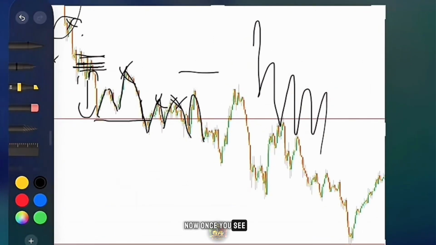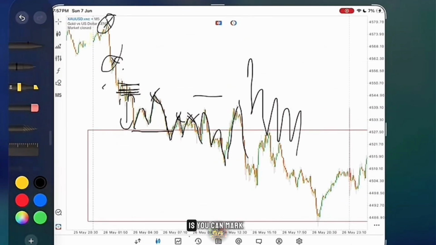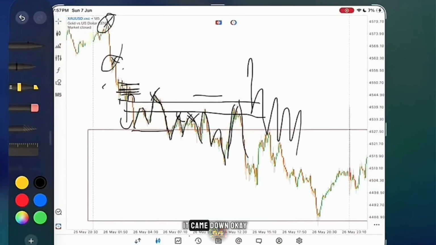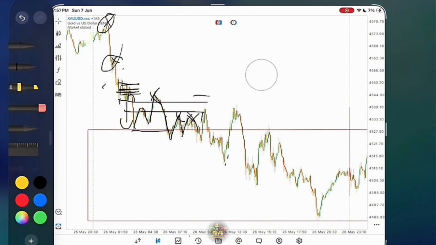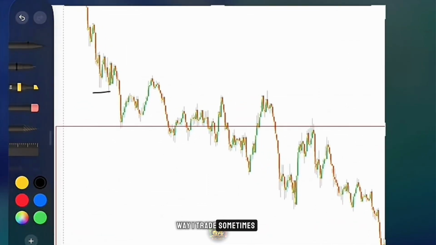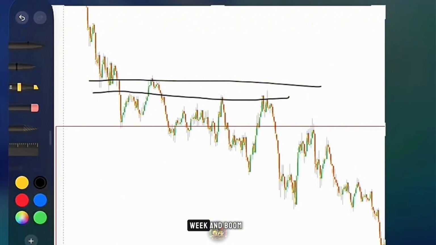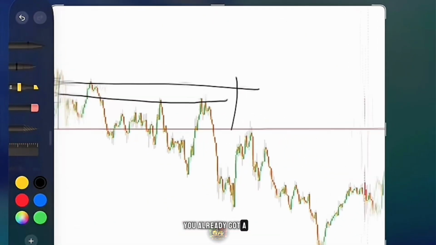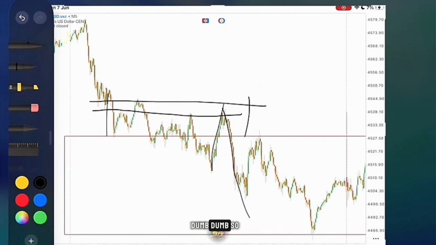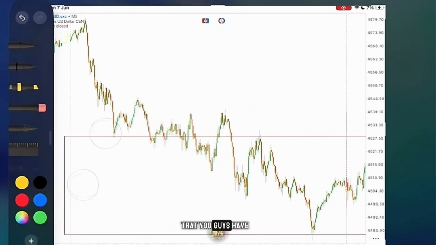Now, once you see all this, what you can do is mark your volume area, which is here, and also here. What happened was, when price came up here, it came down. This is just the way I trade. Sometimes, take this week, and boom, you already got a volume zone. So once price came down, it just dumped down. This is all a volume zone that you guys have to look for.